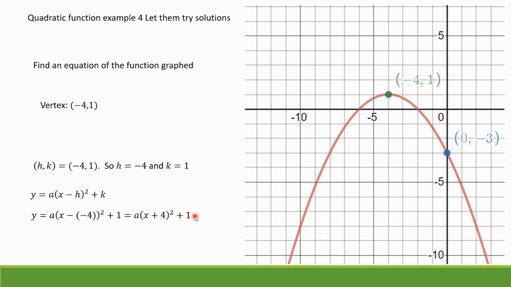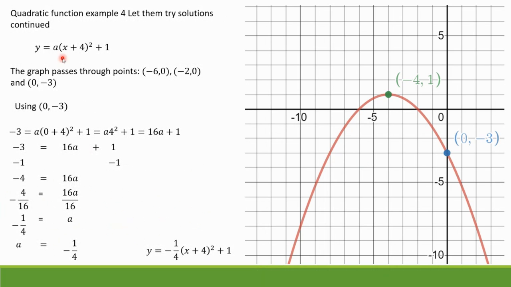Not quite. We've got to figure out what a is. But we know the graph passes through a few different points. For instance, this point over here, (-6, 0), it passes through there. You should be able to see that each of these little boxes is 1 unit: -5, -4, -3, -2, -1, 0. It should be easy to see that each box is 1 unit.